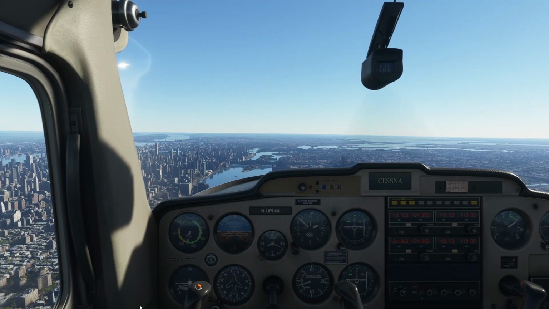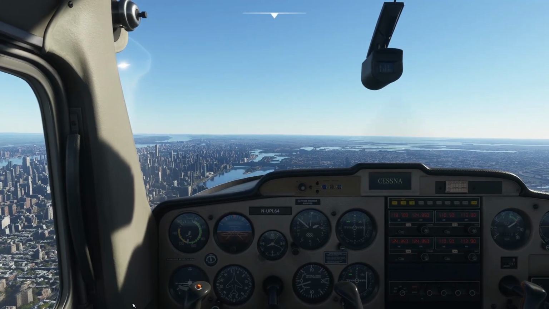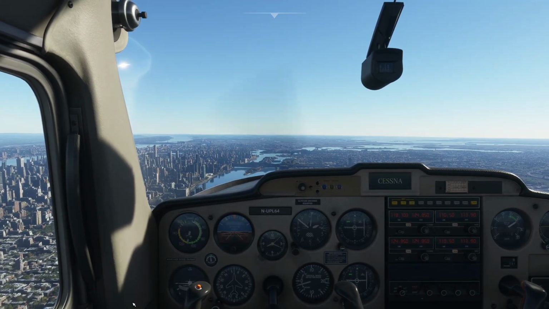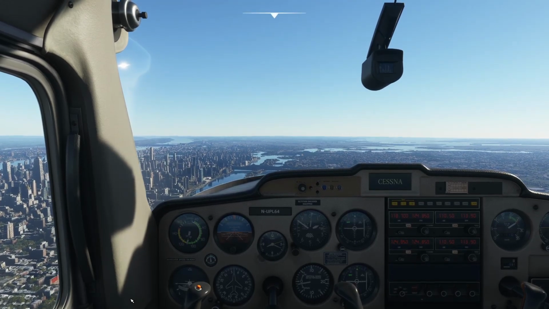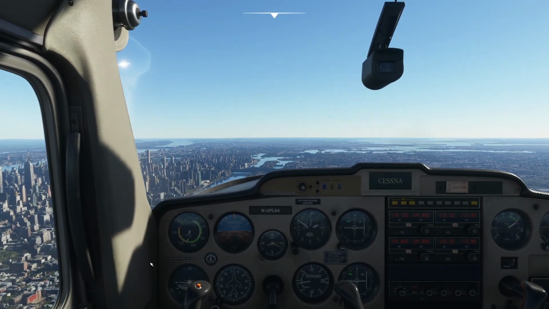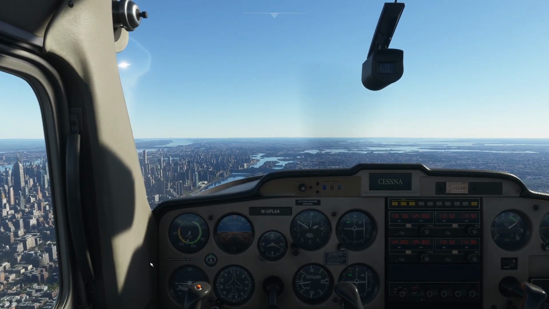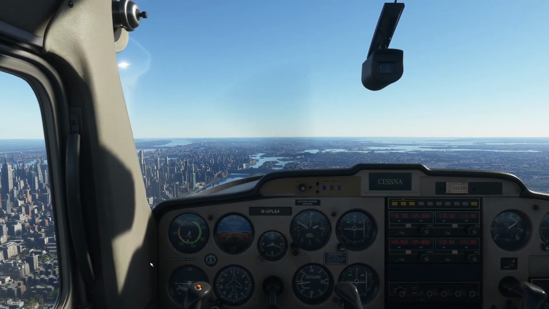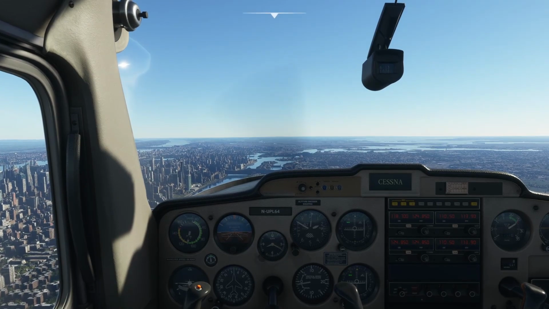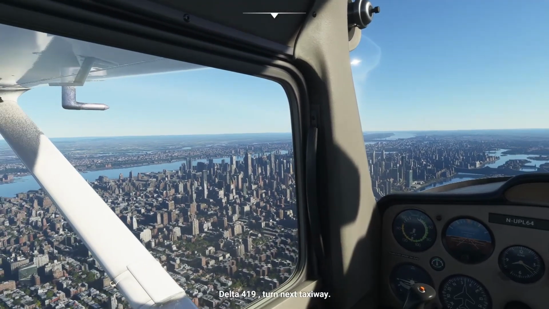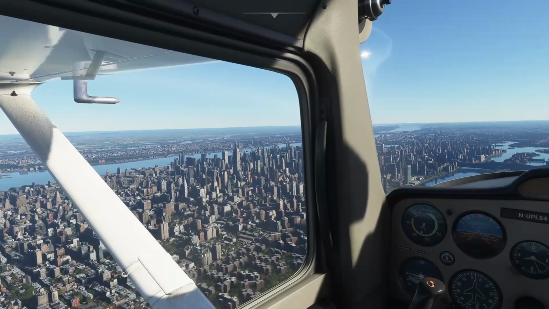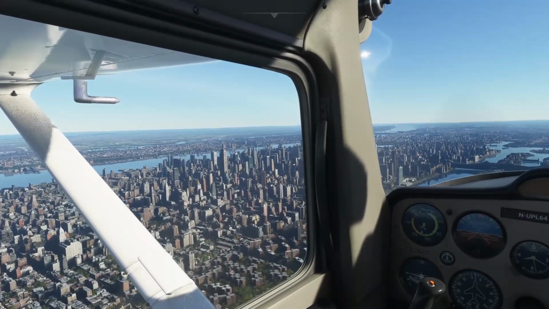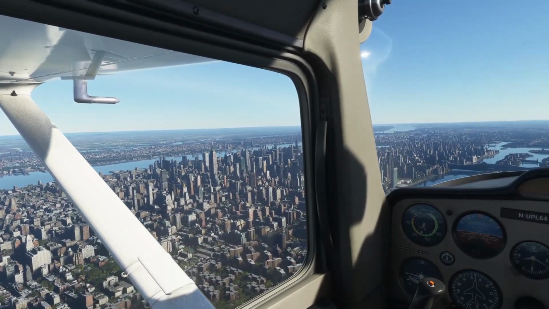So we are now approaching the Midtown area. And we have the famous Empire State Building, which during the summertime of 1945, a B-25 Mitchell bomber of the United States Army crashed into. And this is where the famous King Kong movie, the old school one, was filmed.